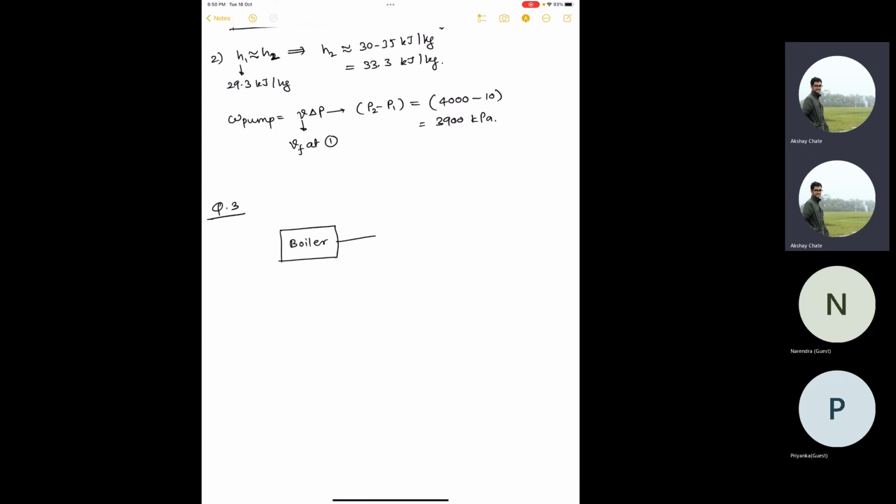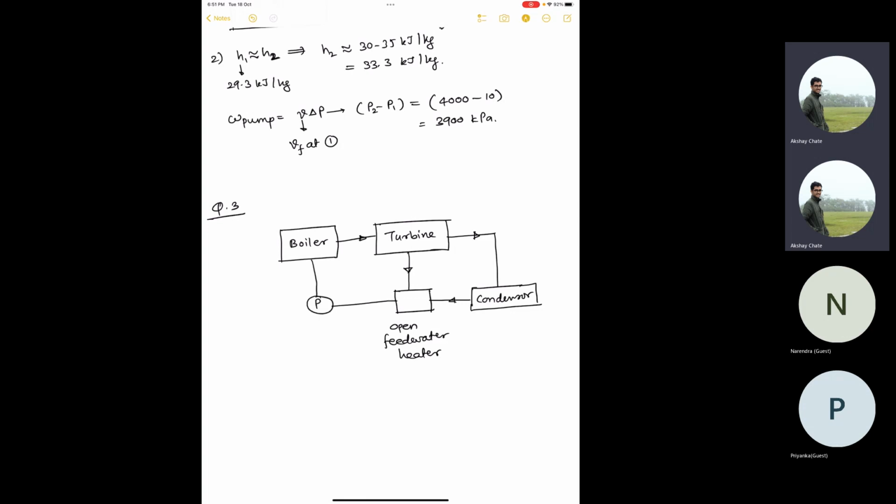There is a boiler. Then there is a turbine. I'm just drawing sketches here, block diagrams. Then from the turbine, some part of the steam is directly given to an open feed water heater, and some part, after expansion, goes to the condenser. This is the direction of flow, and then there is a pump and it goes to the boiler again.